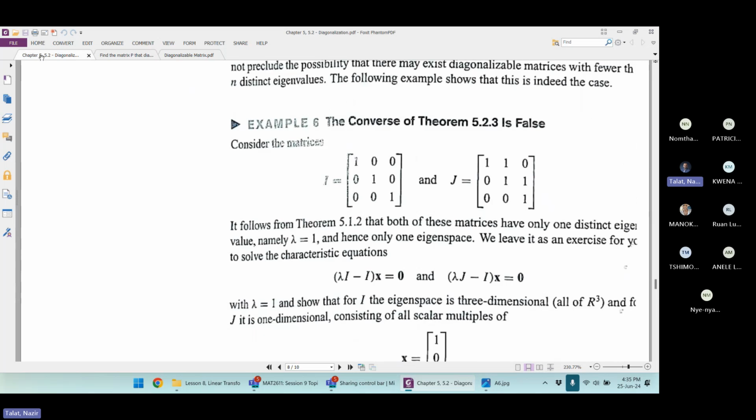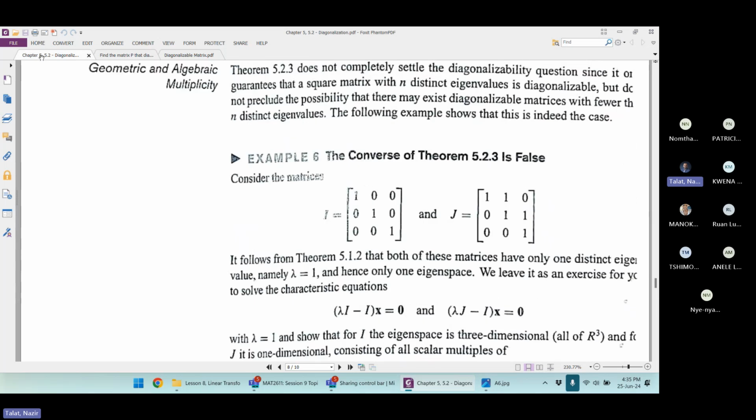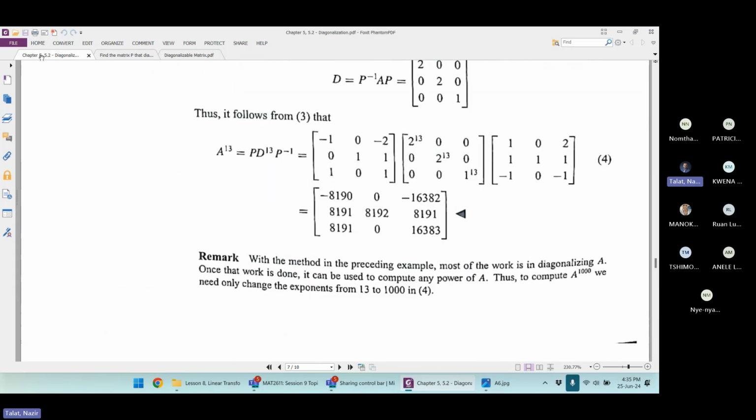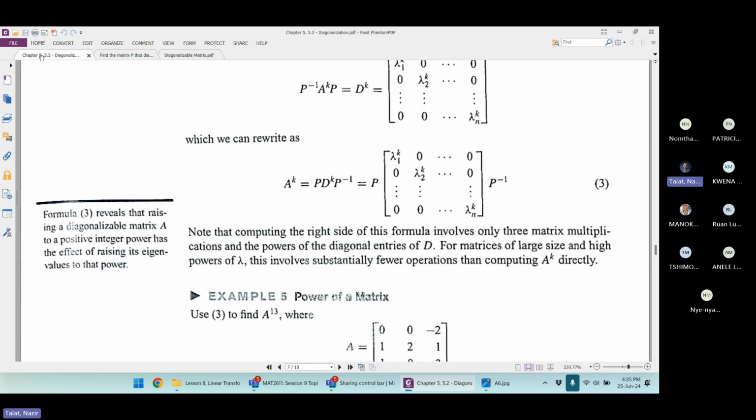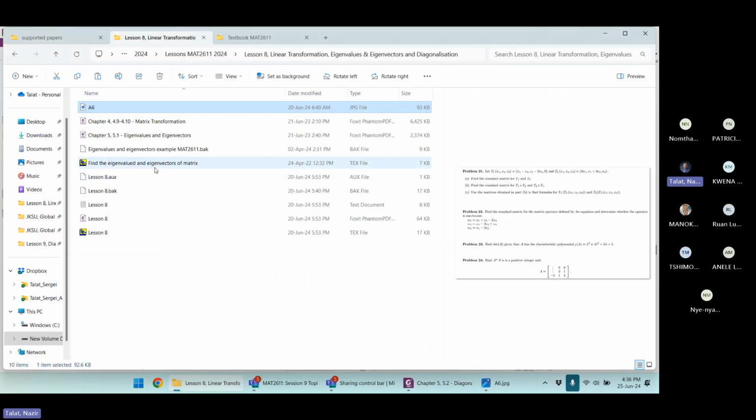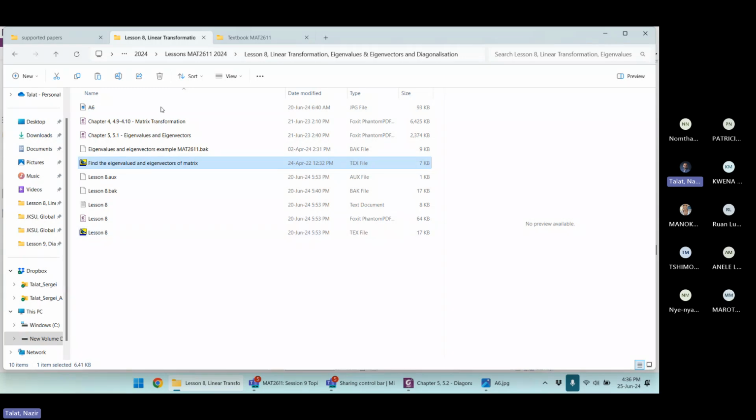Here I can tell you that this relation is available over here: A to the power k, or A to the power n, is equal to P D to the power k P inverse. Now just put the values over here, and in this way we can find A to the power k. So this is the method for finding these values.